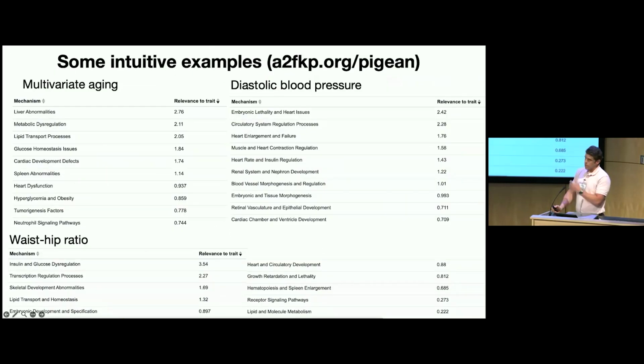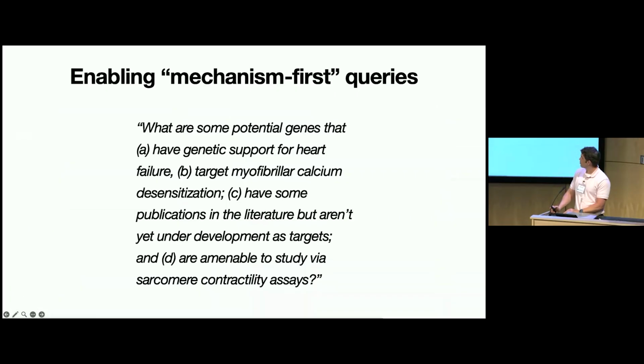I really like browsing these. I encourage you to type in your favorite trait. There's some really intuitive examples, like for waist-hip ratio, it's a common marker of body fat distribution. You get mechanisms for like the metabolic syndrome, which actually separates for like insulin hyperglycemia versus dyslipidemia, but also mechanisms like skeletal development, which of course would also be relevant to waist-hip ratio.